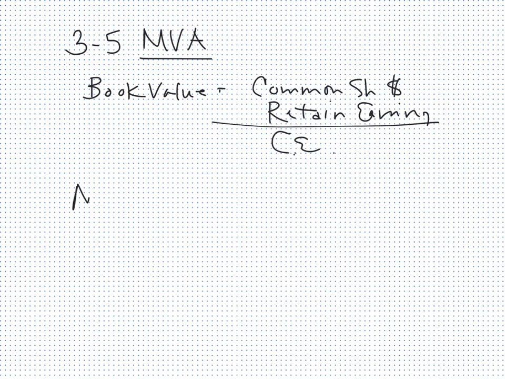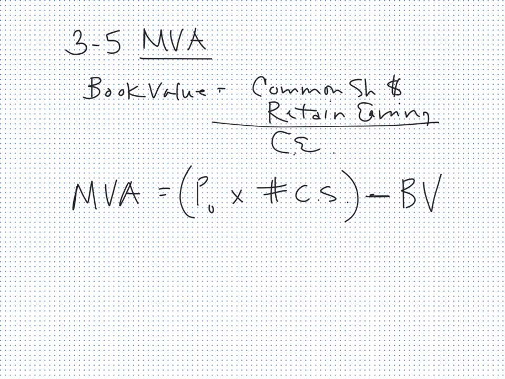Market value added is the difference between the price of your shares, multiplied by the number of common shares. So that's the market value of your company, and subtract the book value of common equity. And I'm going to abbreviate common equity with CE.